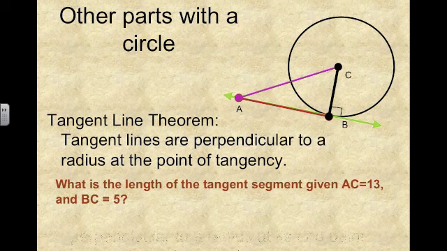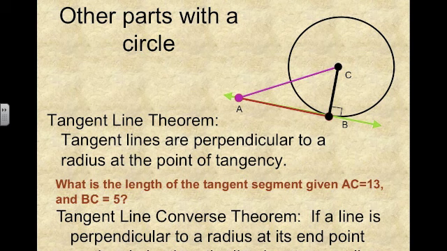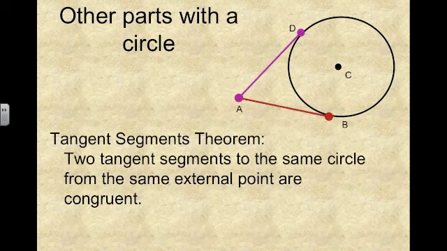Tangent line converse theorem, this goes the opposite way. It says if a line is perpendicular to a radius at its endpoint on the circle. So if a line is perpendicular to the radius where the radius hits the circle, well, that line must be a tangent line. It's just the opposite of this tangent line theorem. That's why it's called the converse theorem.